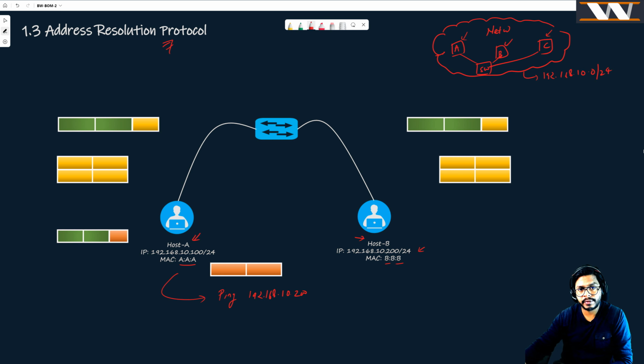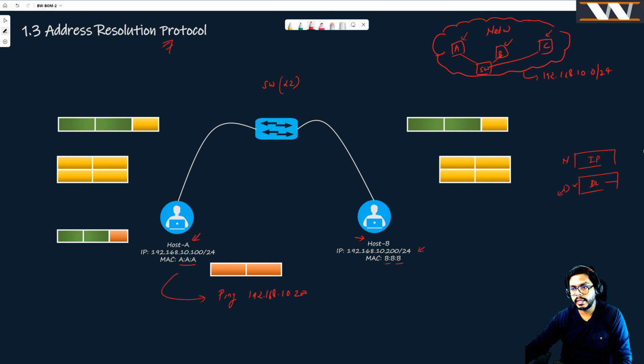So the network is pretty simple. These 2 hosts are connected with a switch, and this switch is purely layer 2. It means that it doesn't understand IP addresses, because if I talk about the layering approach, IP is at layer 3 and the switch is at layer 2, right? This was my network layer, this was my data link layer, and this layer 2 switch works at the data link layer, right?